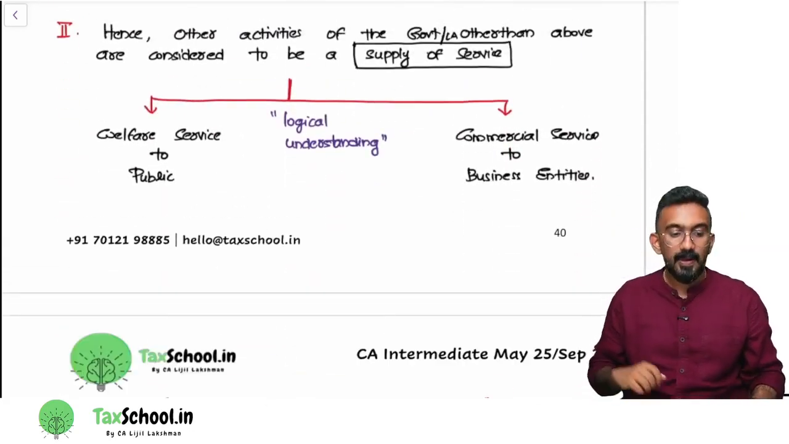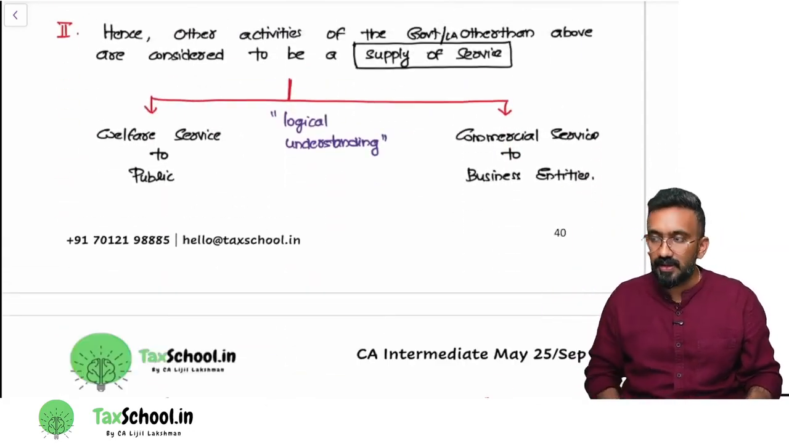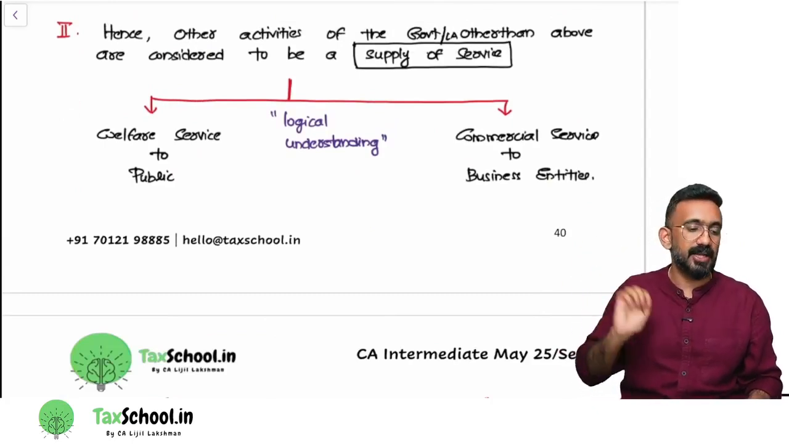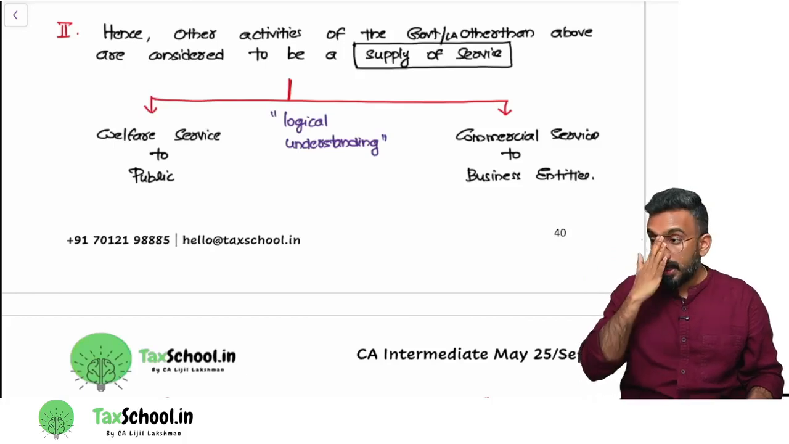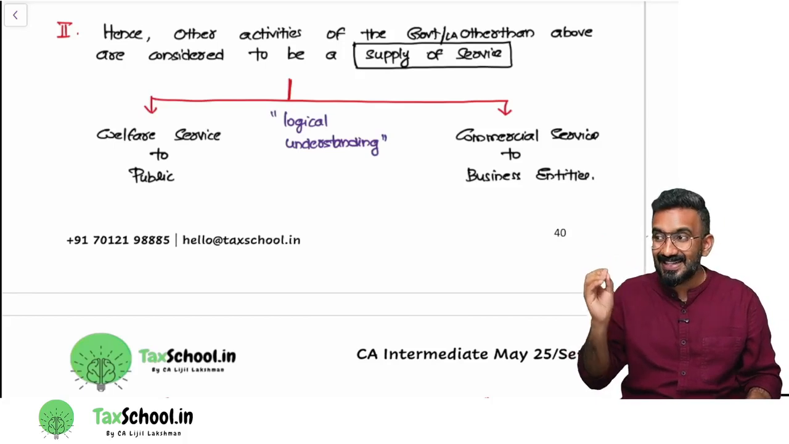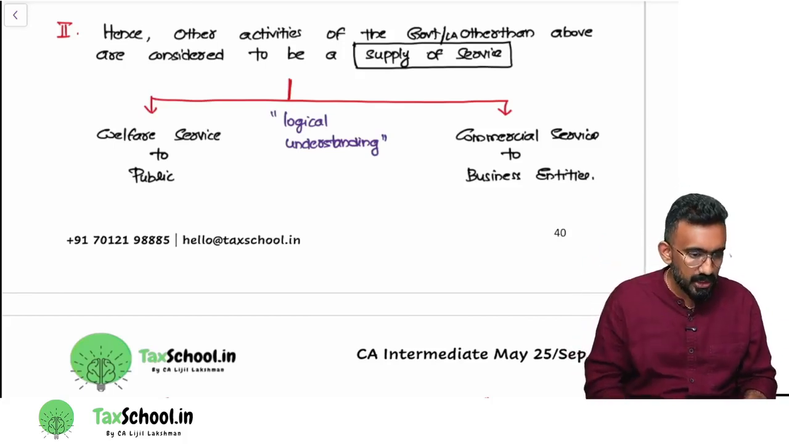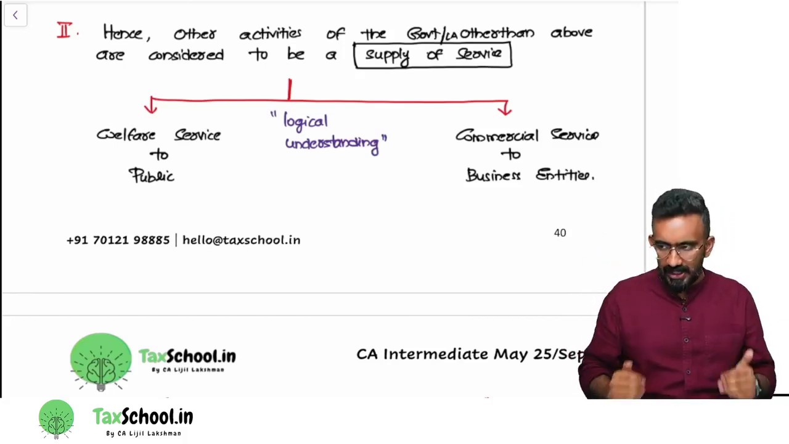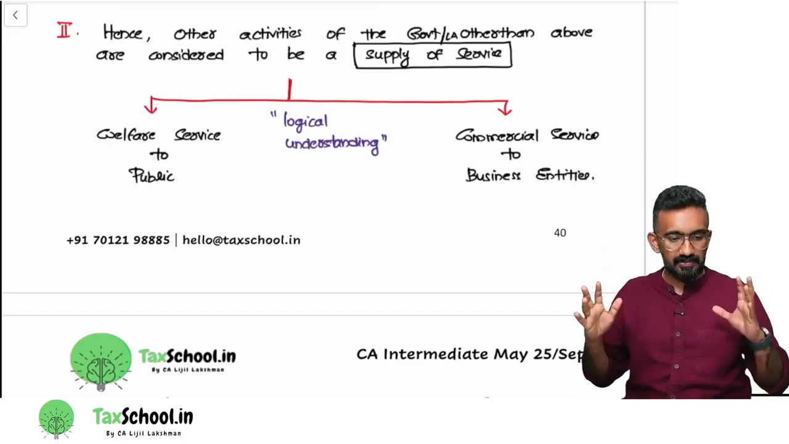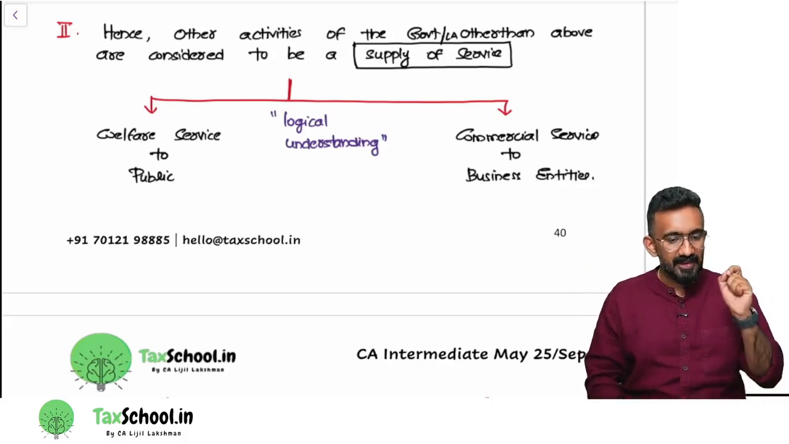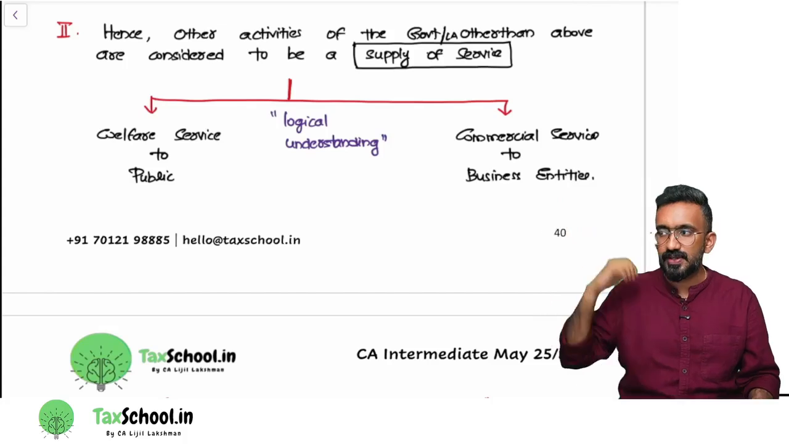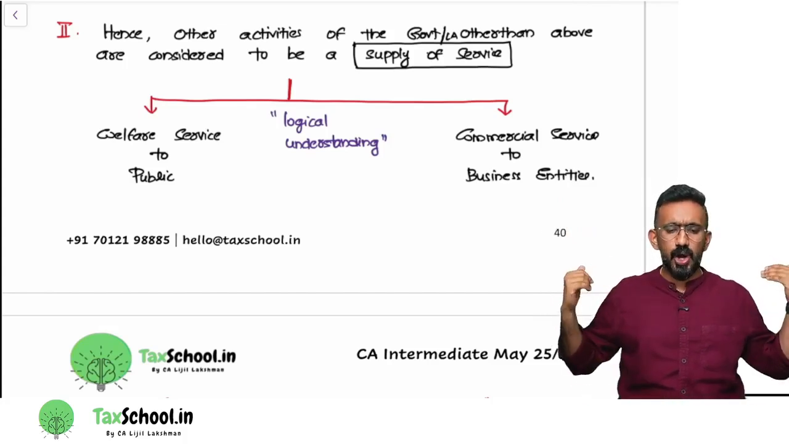Moving ahead, all other activities of government or local authority other than the above are considered a supply. So anything other than these two activities which are excluded from supply will be treated as a supply of service. To approach it logically, government's activities can broadly be classified into two categories. One is welfare services provided to the public. Another is commercial services provided to business entities. Again, I'm approaching this purely logically.